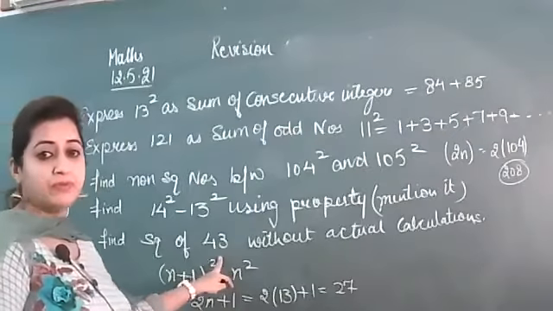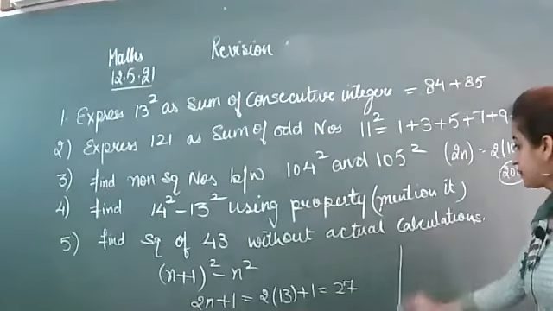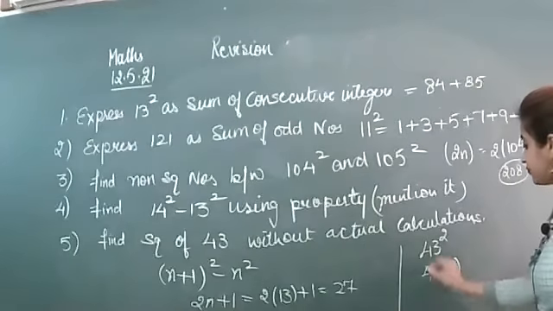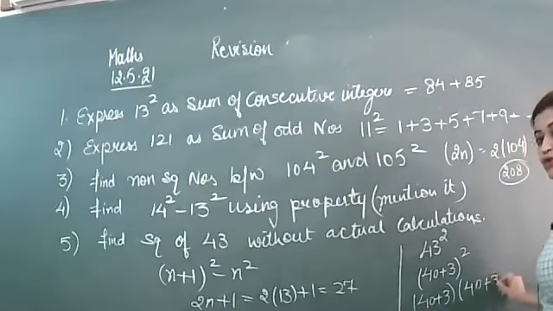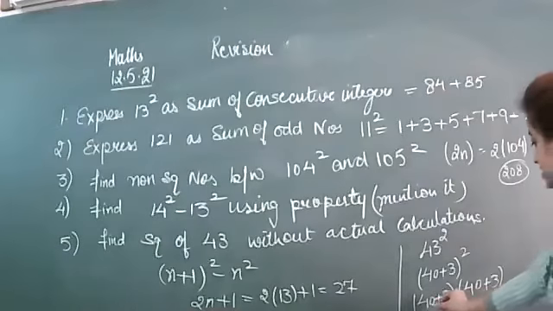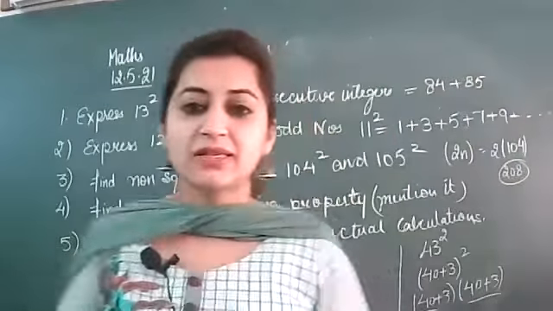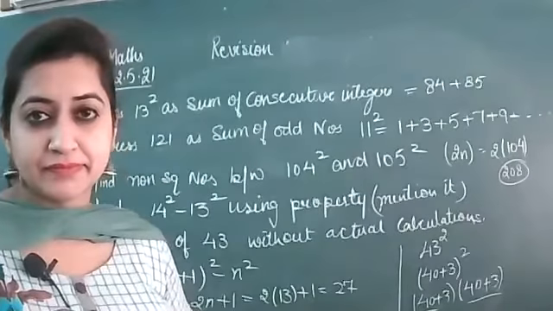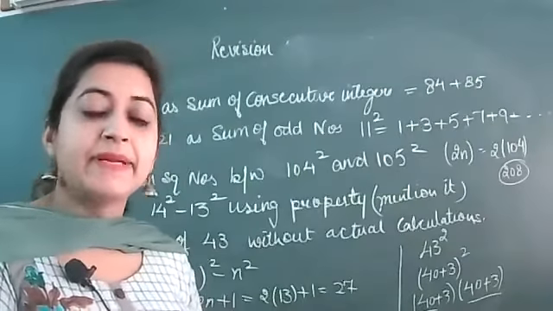Next is find the square of 43 without actual multiplication or calculation. So what you will do? You will break up 43 into (40 plus 3) whole square, which is (40 plus 3) (40 plus 3). You will open the bracket by distributive property. 40 will be multiplied with this complete bracket, then 3 will be multiplied with this complete bracket, and the answer is 1849. Okay.